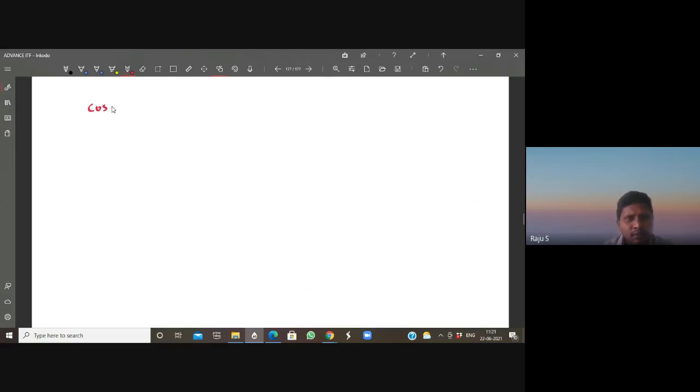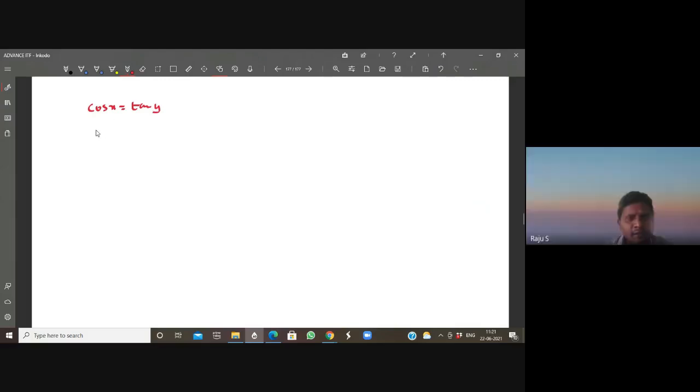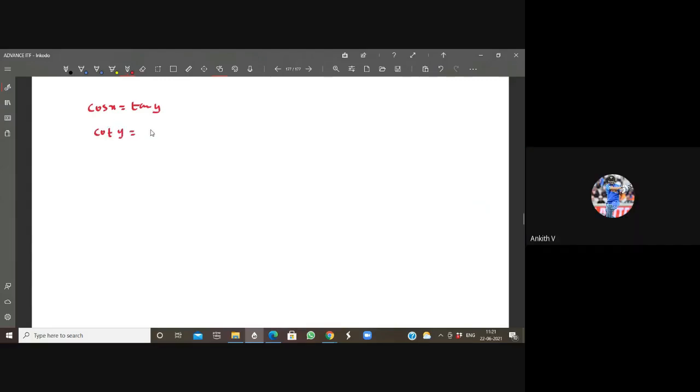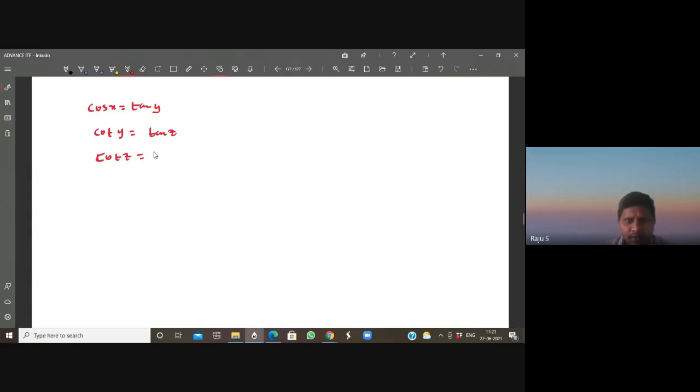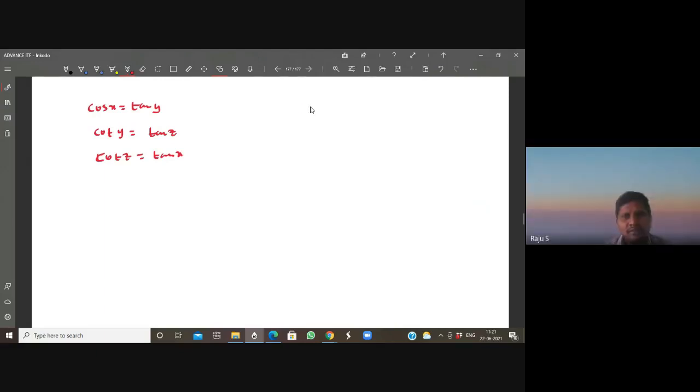Cos x equal to tan y, sir. Cot y equal to tan z, sir. Cot z equal to tan x, sir. What is sin x? Yeah, students. Some relations between x, y, z are given, then how can you find this?